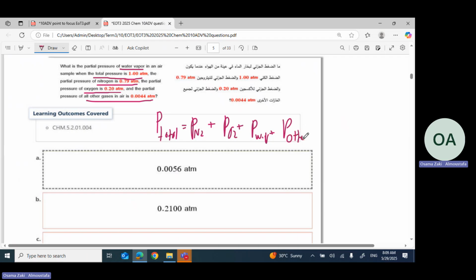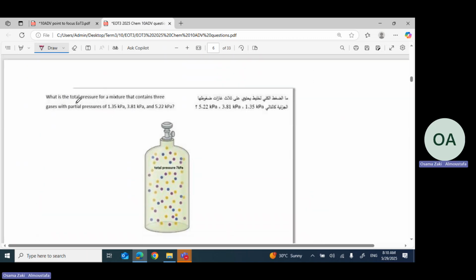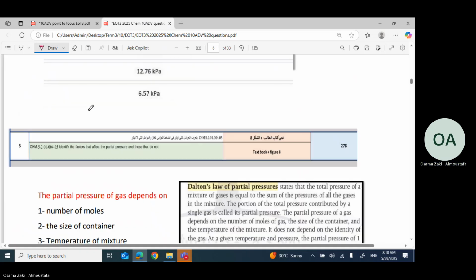other gases. Okay, so total is 1 equals P N2 0.79, PO2 0.20 plus water vapor, we don't know, plus other 0.0044. You can use the calculator to find the pressure of water vapor. Here, what is the total pressure? Total pressure, just add them. Okay, you can get the answer because they are the partial pressures.